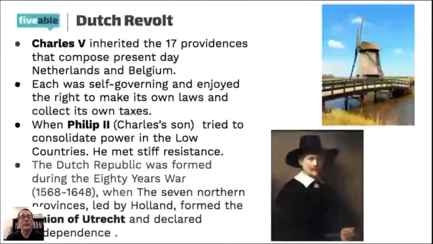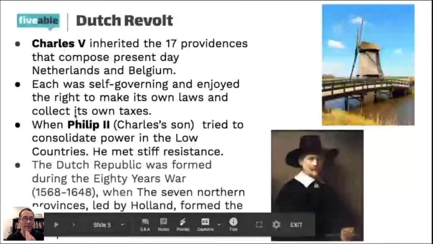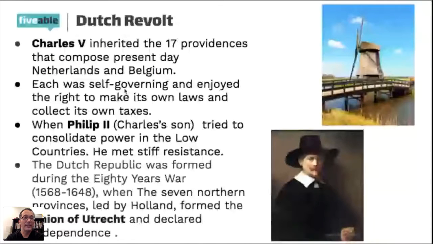So the Dutch Revolt, let's start from the beginning. Historically, the Netherlands were part of other people's realms. They were not a real republic. Charles V, the famous big-chinned Habsburg emperor, inherited the 17 provinces that make up the modern-day countries of the Netherlands and Belgium, but they were not countries yet. They were independent provinces, and each one of them had self-government, and each enjoyed a basic autonomy to make their own laws and rules.